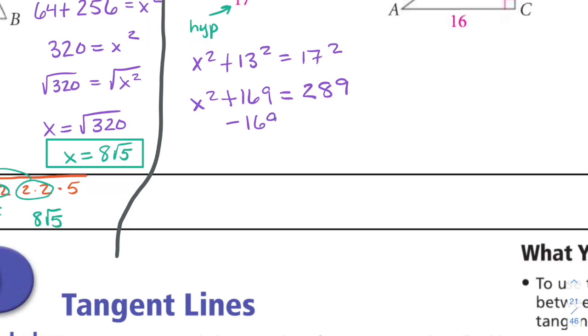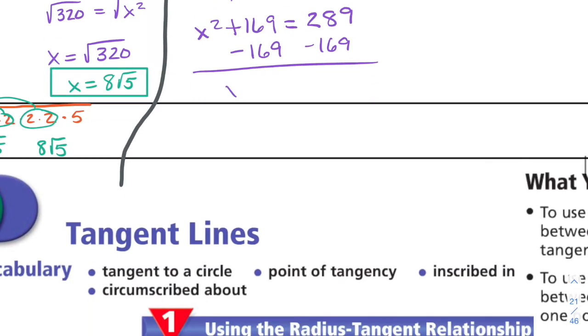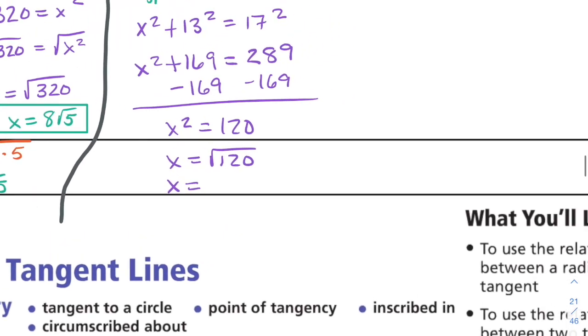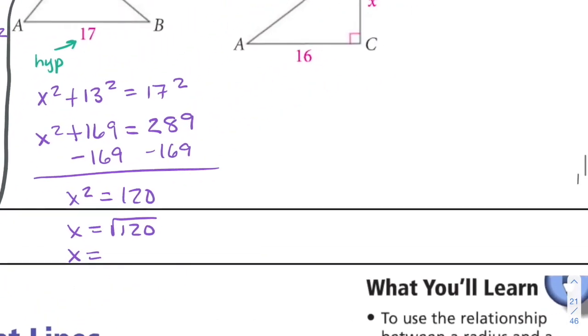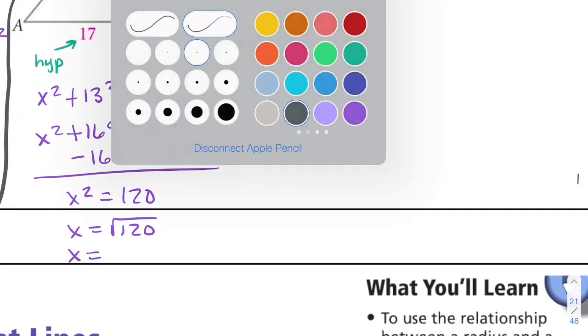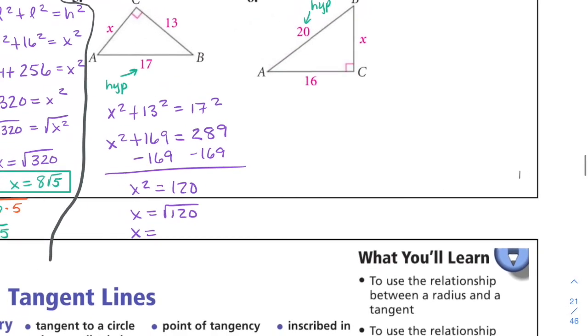Take away 169 from both sides. We have 120, so x squared equals 120. So x equals the square root of 120. X equals, we're going to have to simplify this one. Let's put in a divider for number 6.